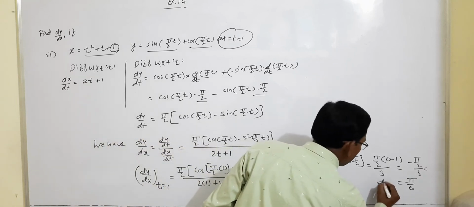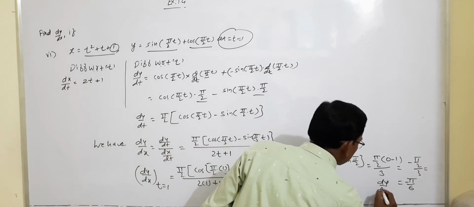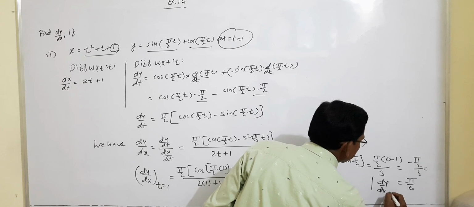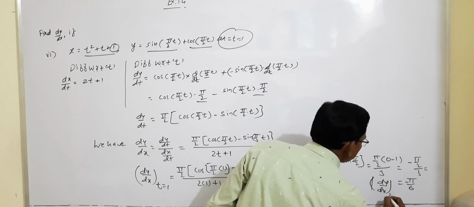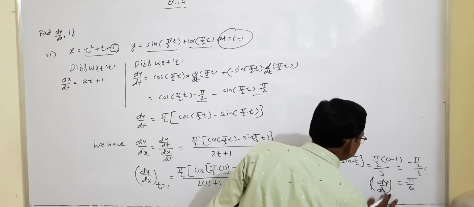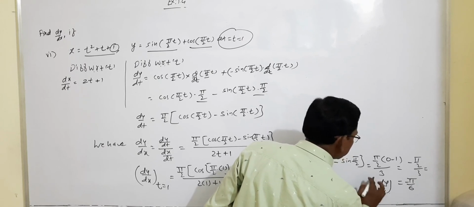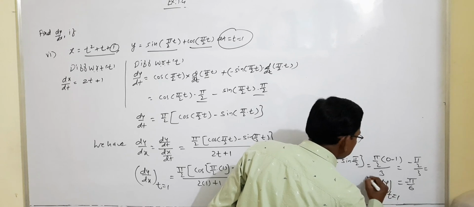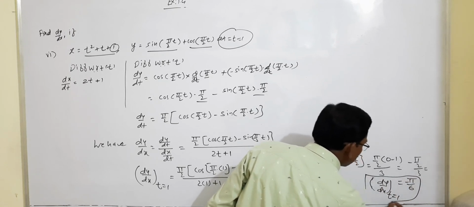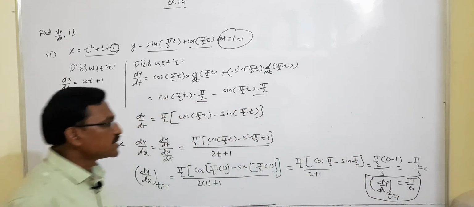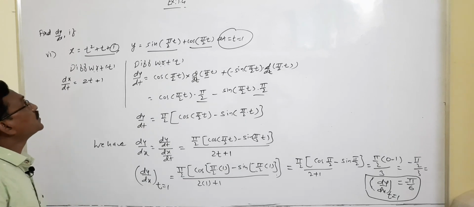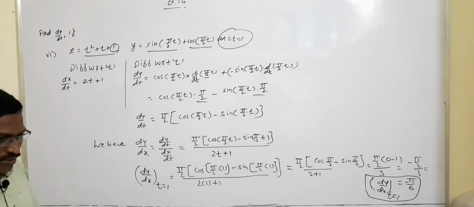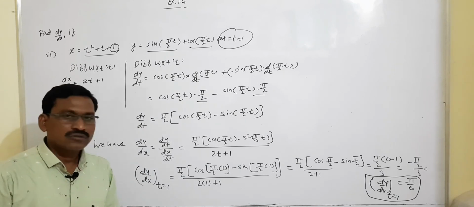Dy by dx at t equal to 1 is the final answer, minus pi by 6 here. Now hope you understand. Today we stop here.